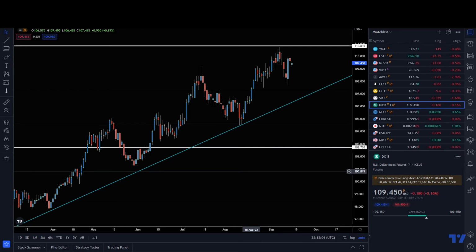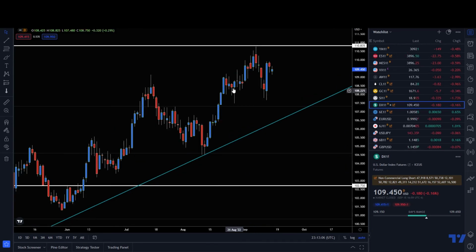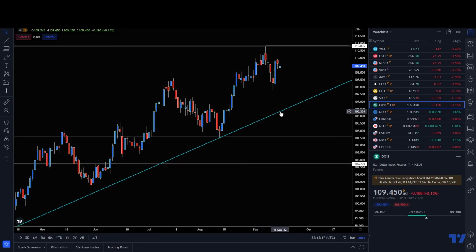So basically, the whole point is just be aware of these support and resistance levels, because sometimes they can be an early sign that the market's going to move higher before it pulls back.